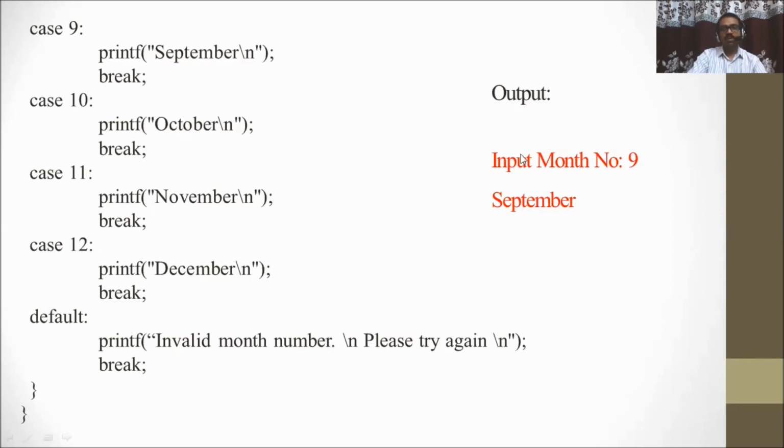So this is the output. Suppose we run this program and input 9. The control switches to case 9, and the message September is printed, the month related to 9. So this is one more program related to the switch case statement. I hope you understand the programs without a break statement and with a break statement from these examples.